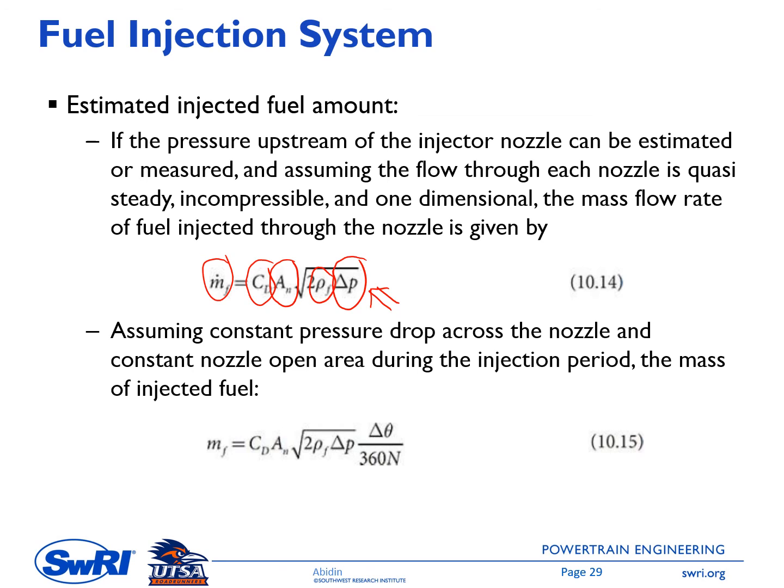If we assume a constant pressure drop across the nozzle and constant nozzle open area during the injection period, then we can get the total fuel mass by using formula 10.15. In this case, the total injected fuel is again a function of the injection pressure and the engine speed, this capital N, and this delta theta here is the injection period.